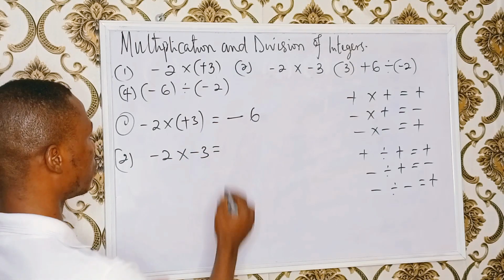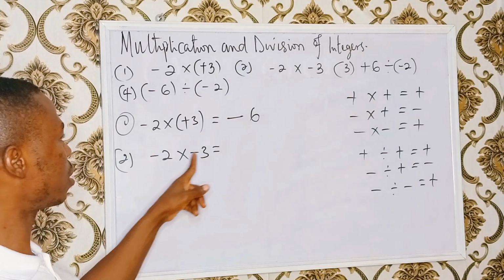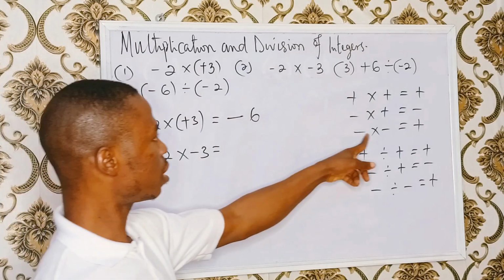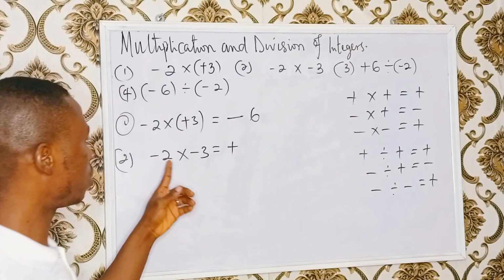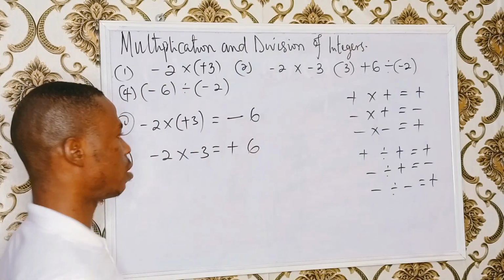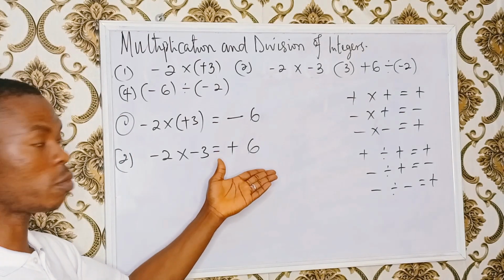For the second one, minus 2 times minus 3. Multiply the signs. Minus times minus gives you plus. So put plus, and 2 times 3 gives you 6. So plus 6 is the same thing as 6, remember?